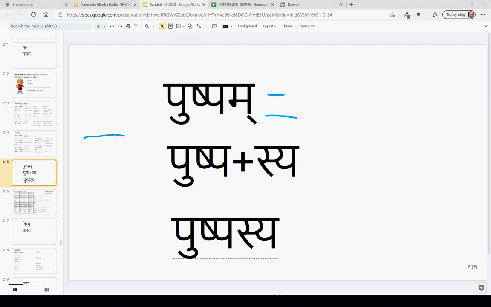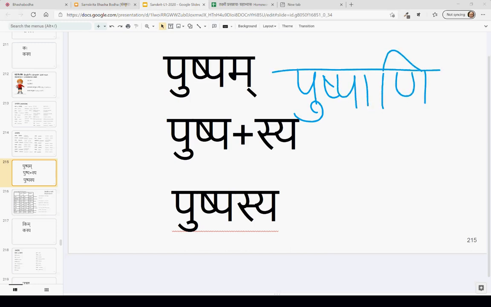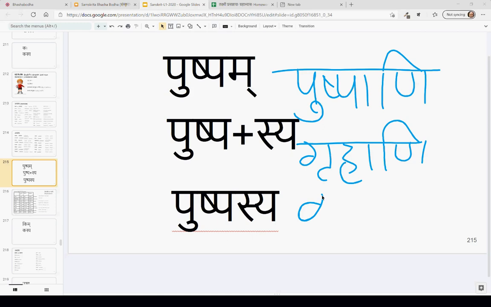Pushpam. What is the Bahuvachana form? This is a Napumsakalinga word. Pushpani. We saw this before. Pushpani. Similarly, Gruhani, and Vastrani.